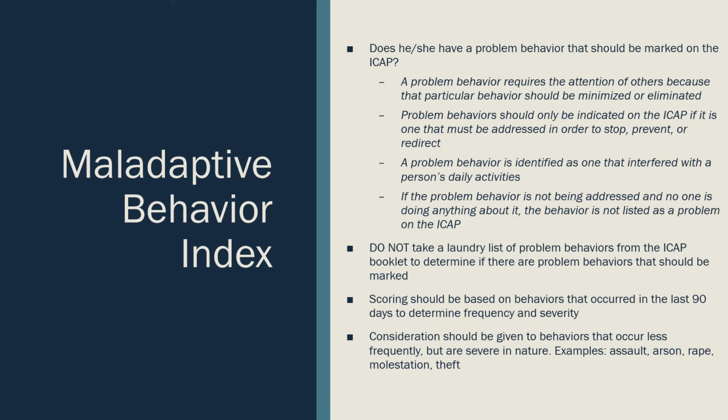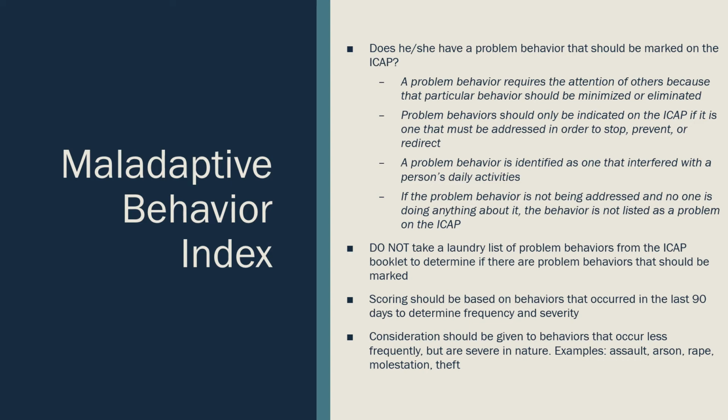Now we're moving on to the Maladaptive Behavior Index. It's important to ask yourself this question: do they have a problem behavior that should be marked on the ICAP? A problem behavior requires the attention of others because that particular behavior should be minimized or eliminated. Problem behavior should only be indicated on the ICAP if it is one that must be addressed in order to stop, prevent, or redirect. A problem behavior is identified as one that interferes with a person's daily activities.